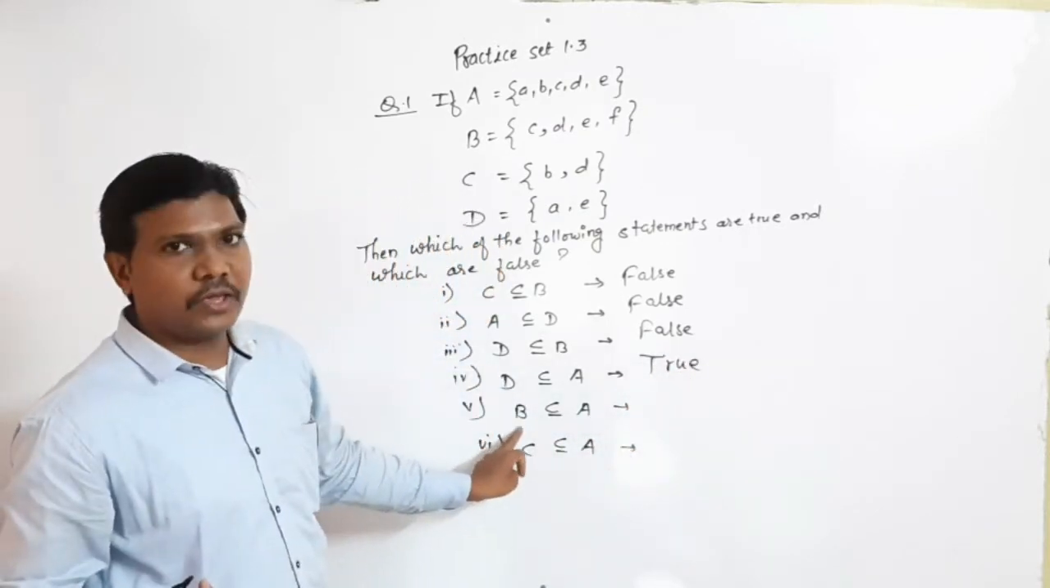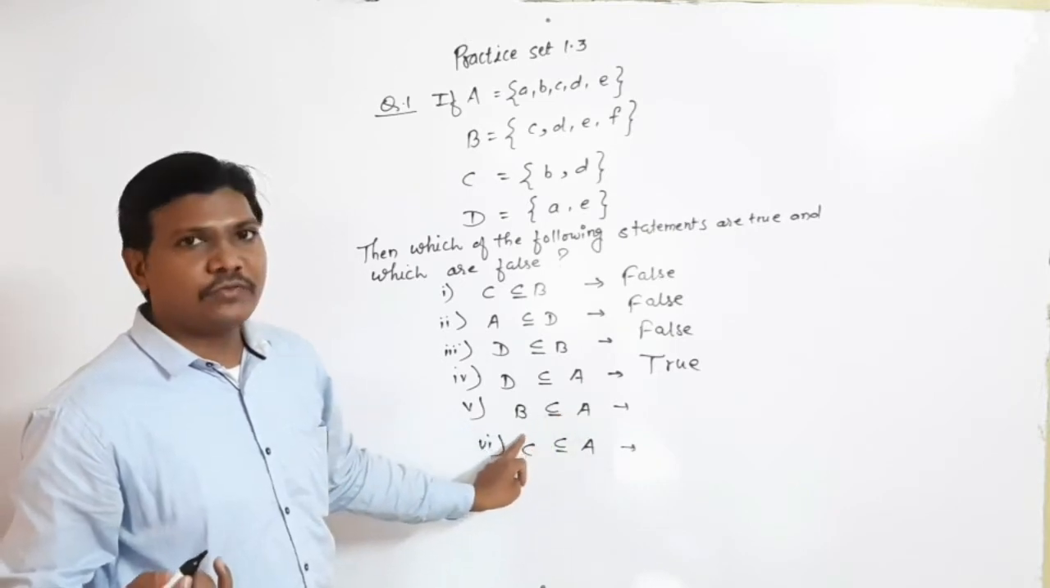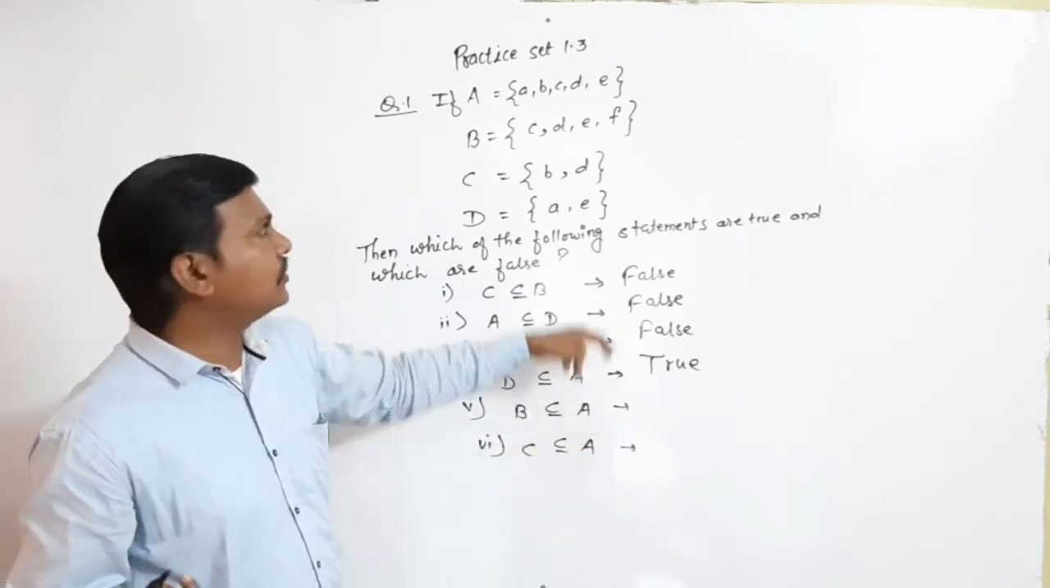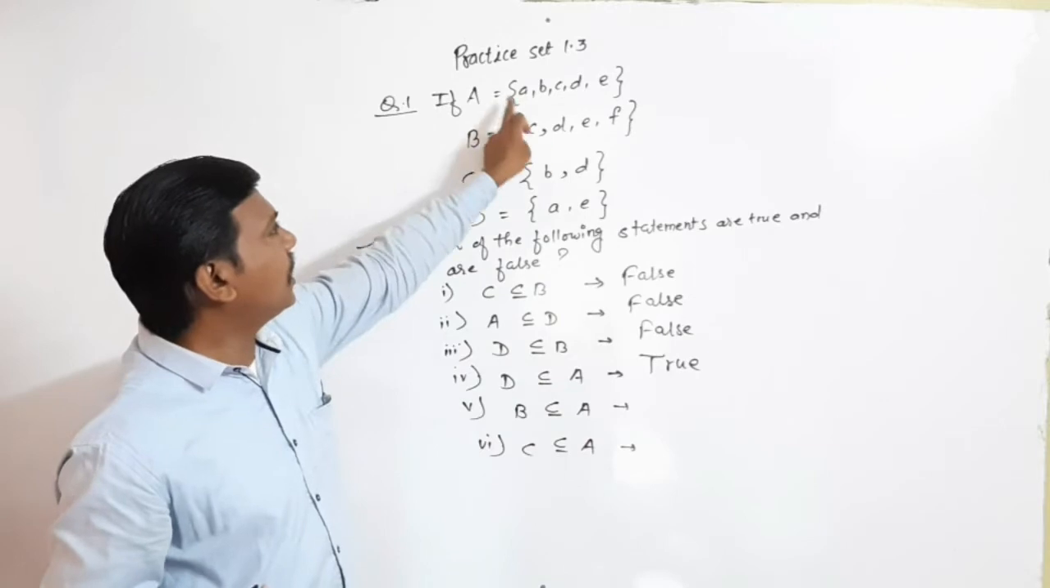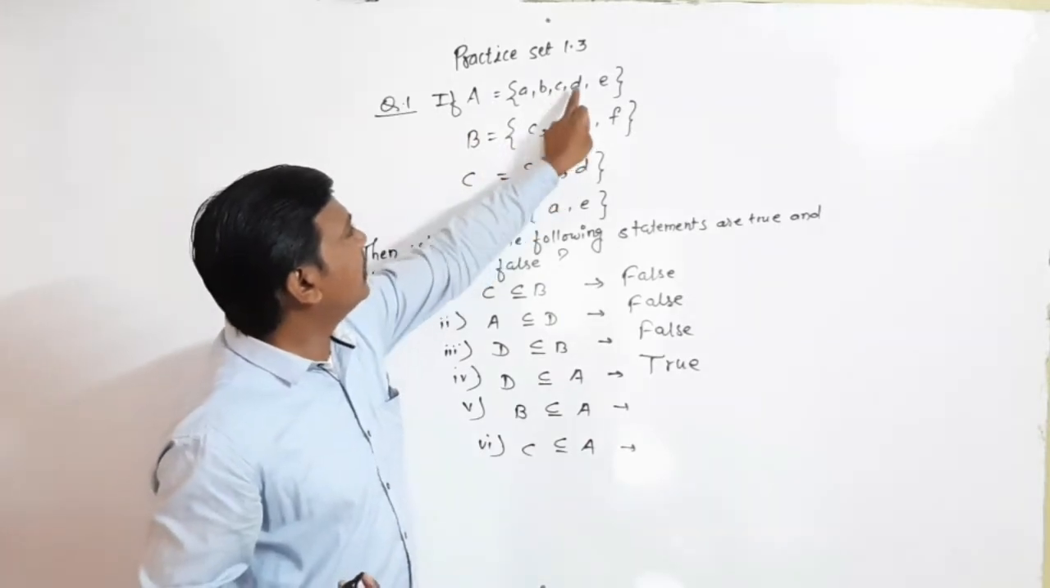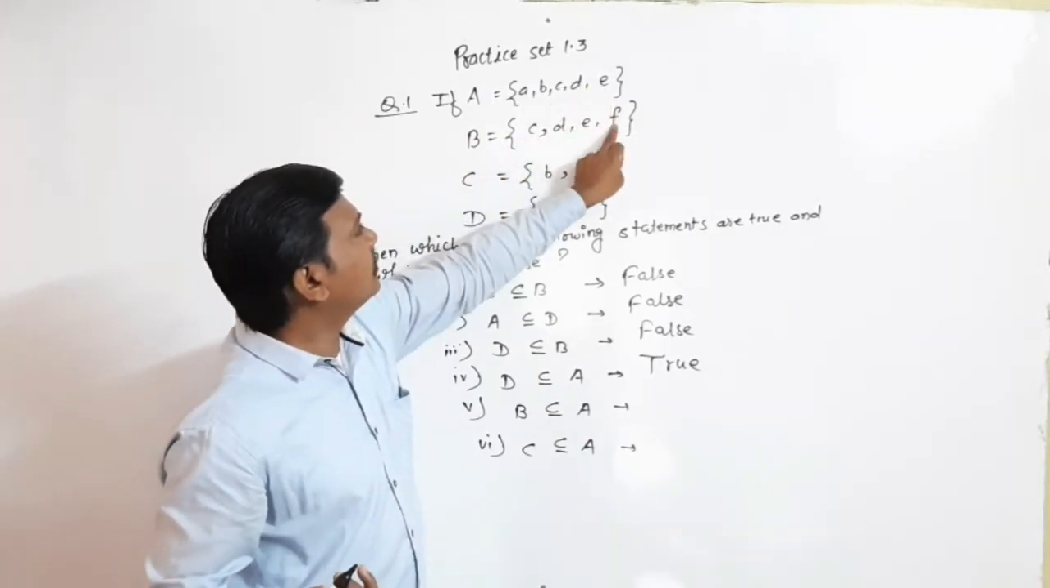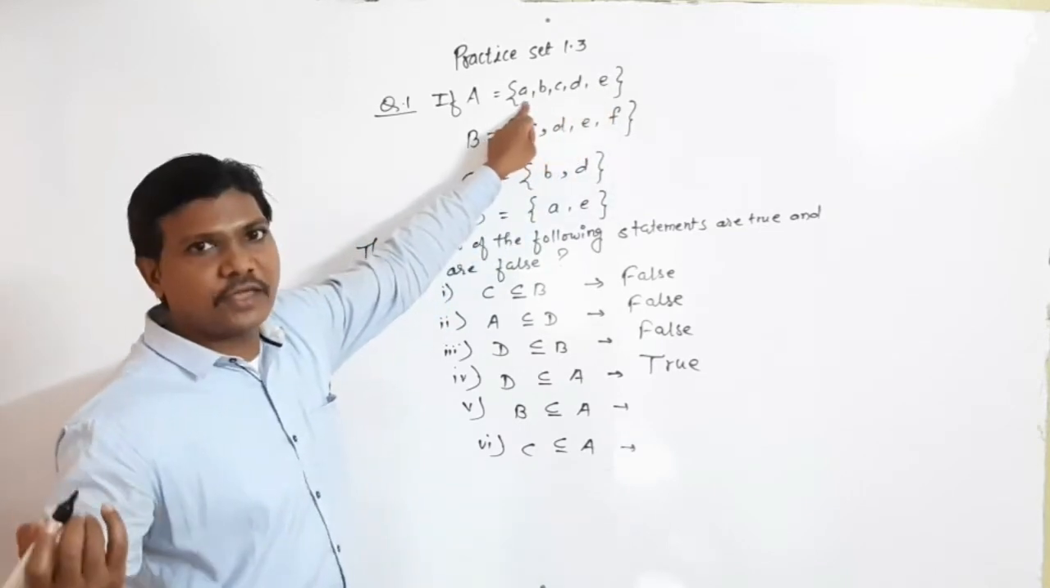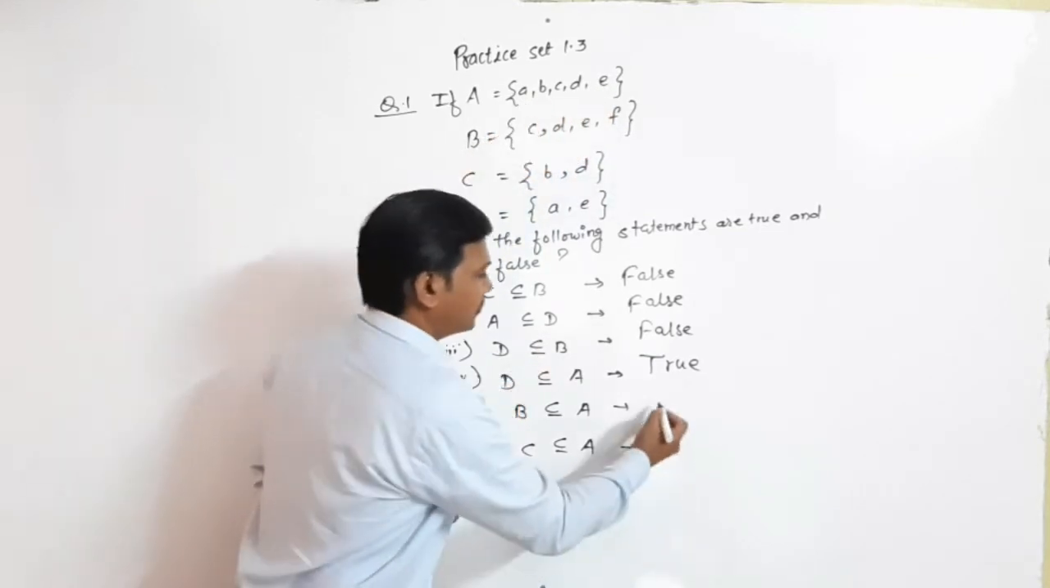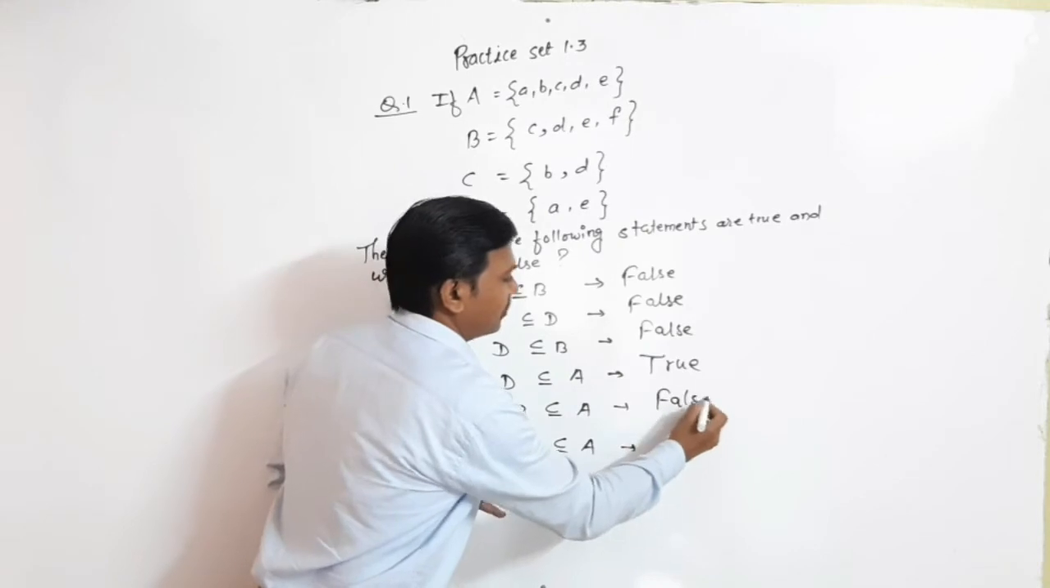Then fifth, B is a subset of A. It means each and every element of B is in A. So C, C, D, D, E, E, but this F is not in this A. So again it is false. So we write here it is false.